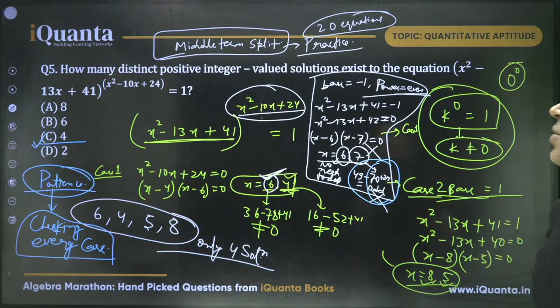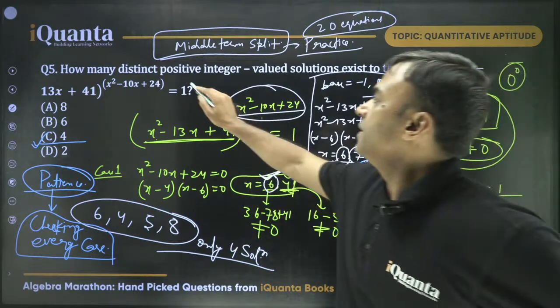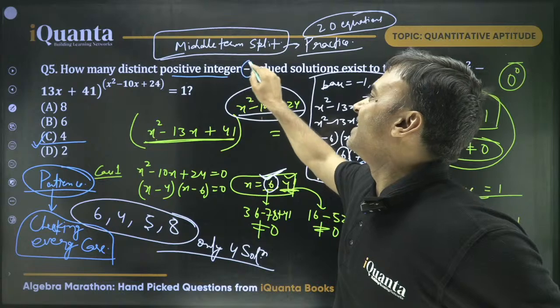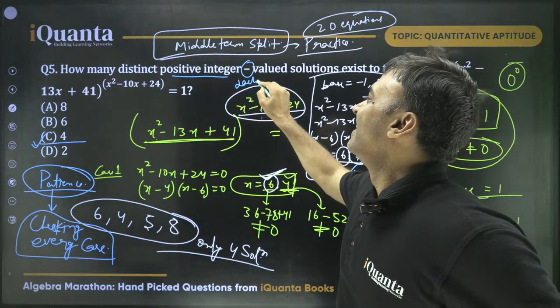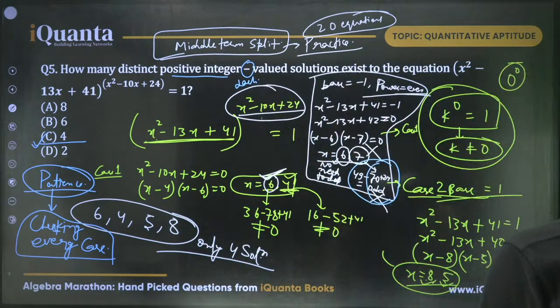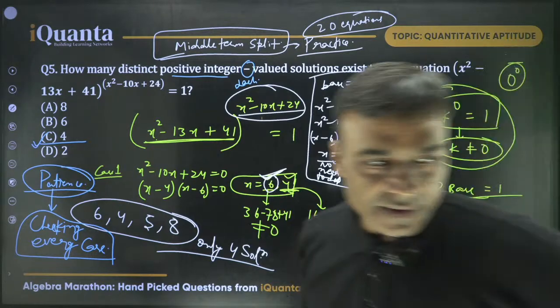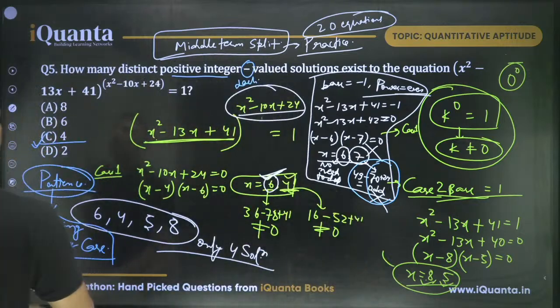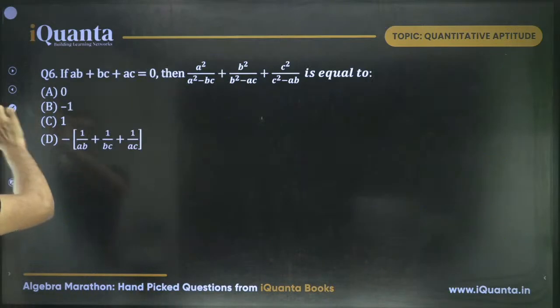Negative valued solution मतलब it is positive integer. ये dash है यार. This is dash, not negative. That is dash. ठीक है? It is not negative, it is dash. चलिए, can we go ahead? Let's take up the next question.